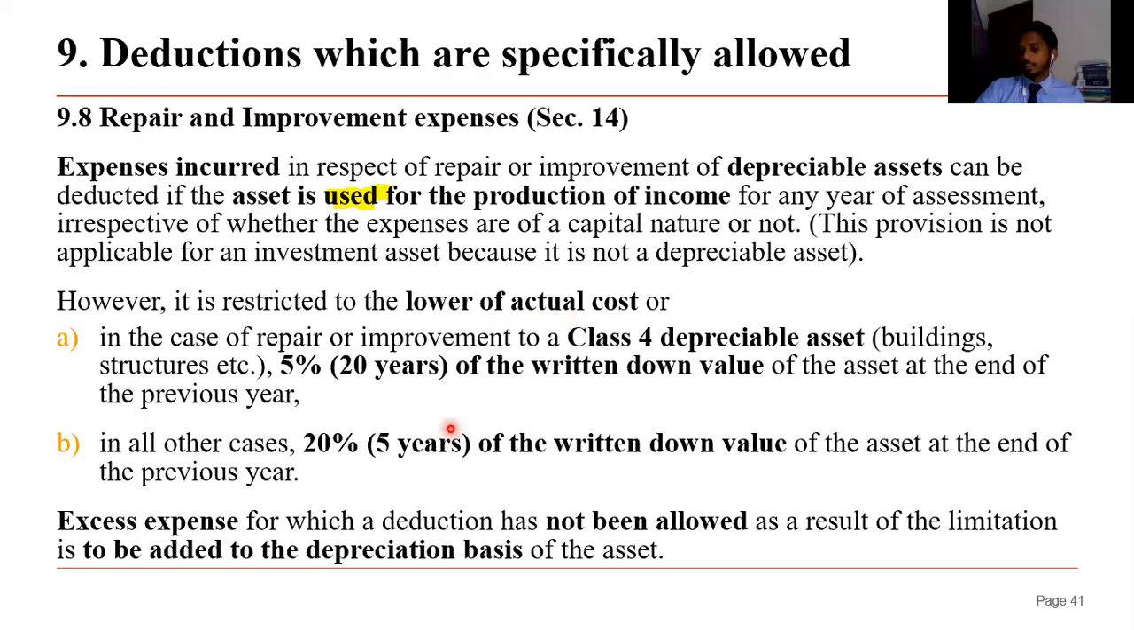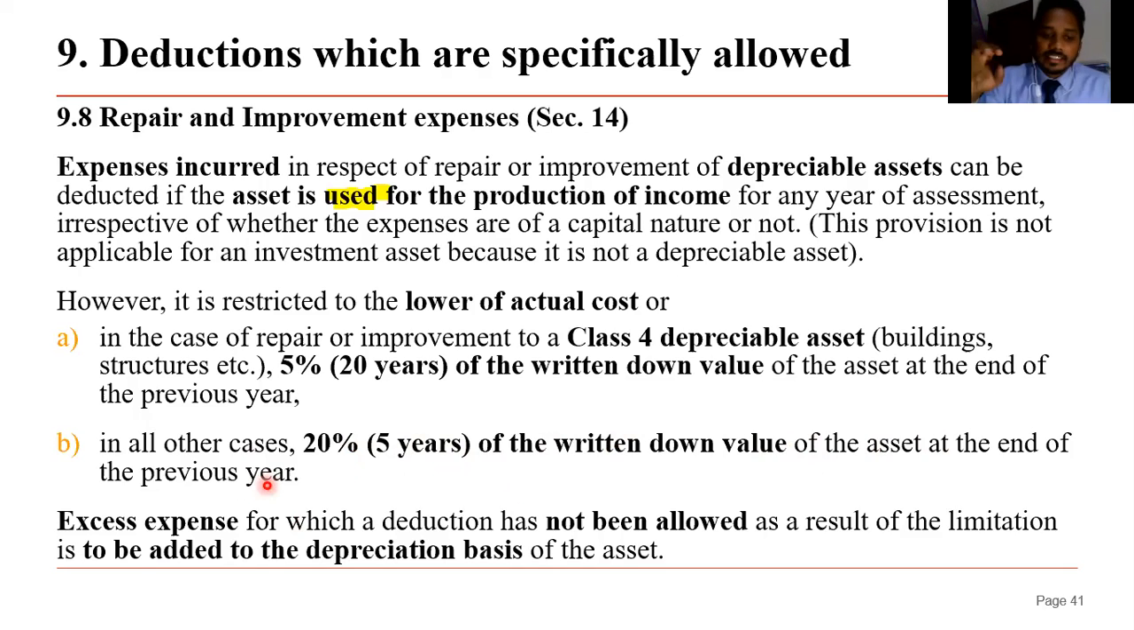We'll do an example soon after we finish this. In all other cases, it is 20%. If it is not a class 4 asset, that means not buildings or structures, then it is 20% of the WDV, that means 5 years. Then 20% of the WDV of the asset at the end of the previous year. You need to take the previous year's WDV in order to determine this threshold limit.